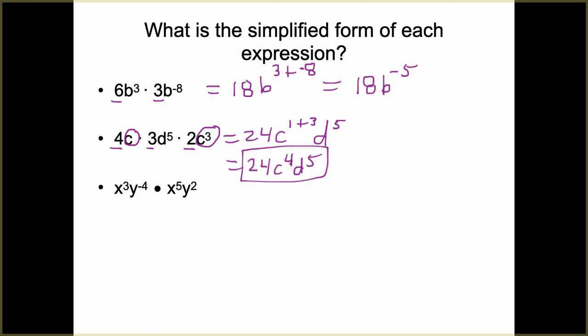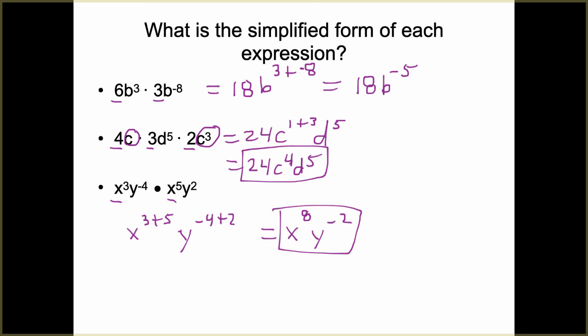Next we have x cubed y to the negative fourth times x to the fifth y squared. We have a common base here of x, so we have x to the 3 plus 5, times y to the negative 4 plus 2. When we do this, 3 plus 5 is 8, and y to the negative 4 plus 2 is y to the negative second. And there is my simplified form.